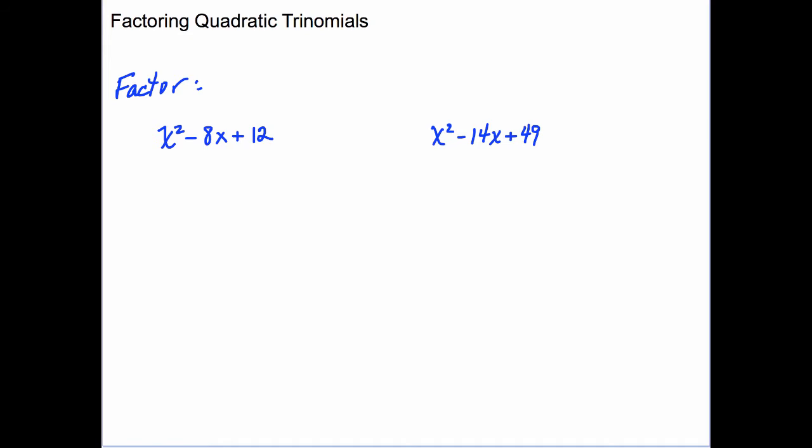Now take a look at these two examples. Please stop the video, try them in your journal, and then restart the video to see the solutions.